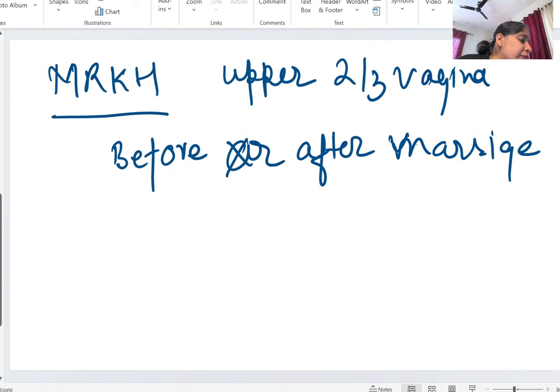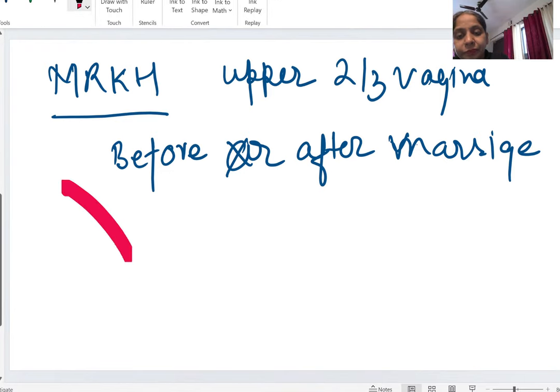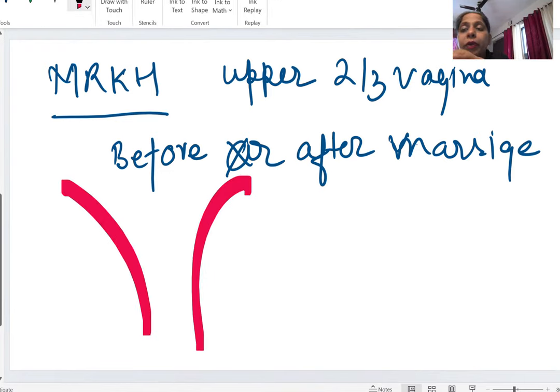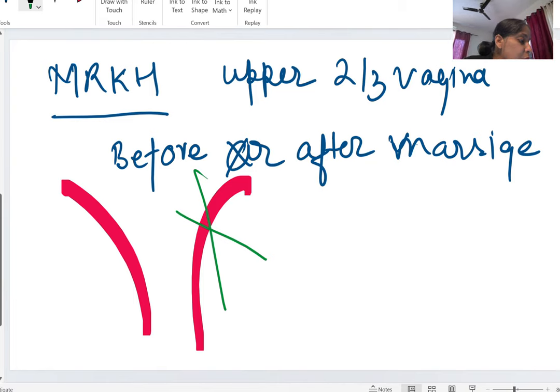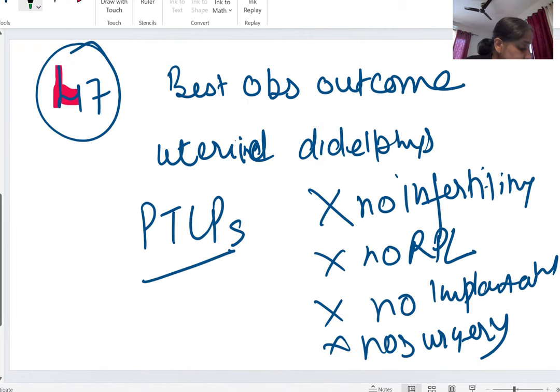For which question you have written, why not unicornuate? In unicornuate uterus, Dr. Sumit, one side duct does not grow. See, these are two ducts. Only one-sided duct grows. That is why on HSG we have a deviated uterus. Okay. Have you got it, Dr. Sumit? Have you got it, question number 47?